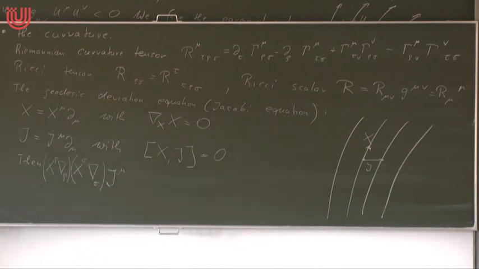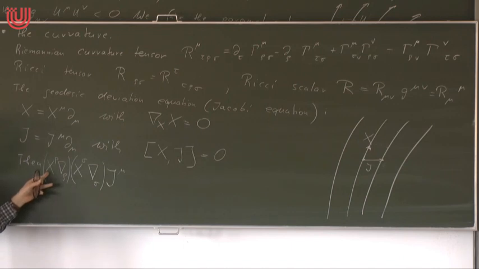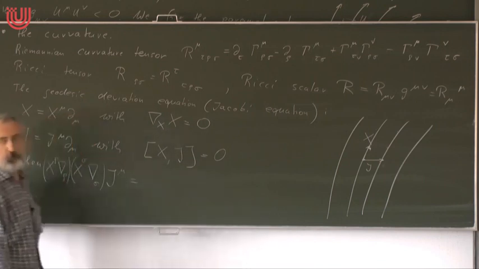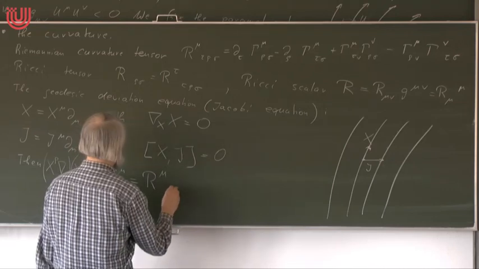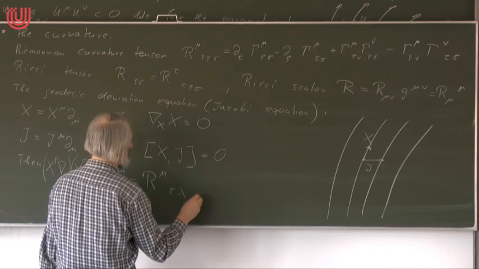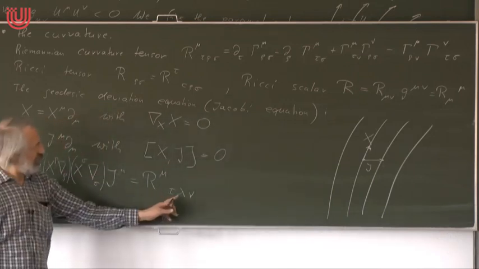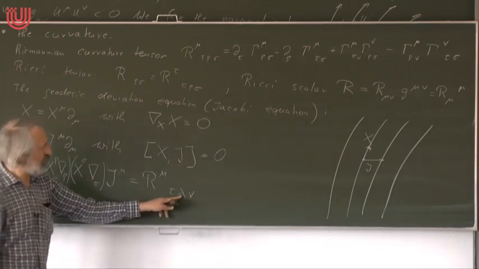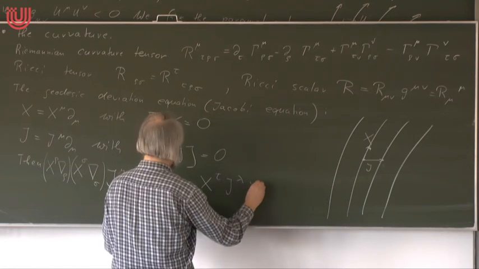Covariant derivative, this thing. So this tells me how the vector field J changes when I move in the direction of x, when I move along the integral curves. And the statement is that this is given by the curvature tensor. So here we have a curvature expression mu tau lambda nu. And now I have to be careful again. The J should be contracted with this index. So I have x tau J lambda x nu.